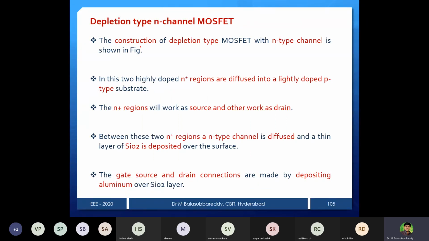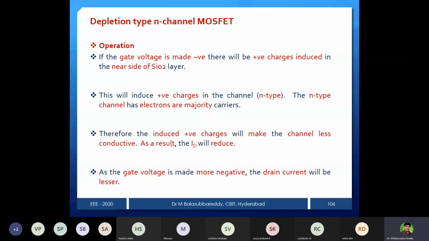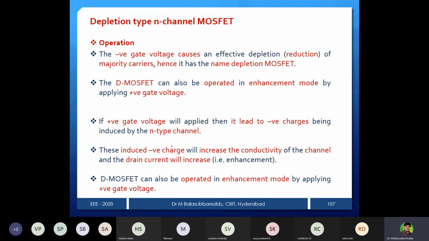Construction of the depletion type MOSFET or N channel we noticed in the previous diagram. Here, highly doped N plus regions are diffused into the lightly doped P minus substrate. One N plus region works as the source and the other works as the drain, and in between, all these processes are the same. In between, SiO2 will be placed. So there is no difference in the operation when compared to the enhancement type. The only thing is that depletion type can also act as an enhancement type of device.